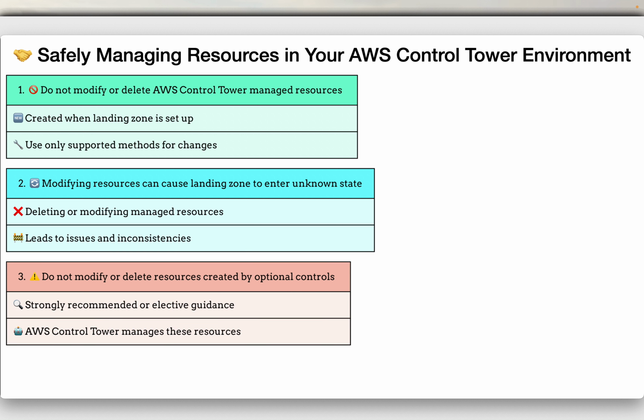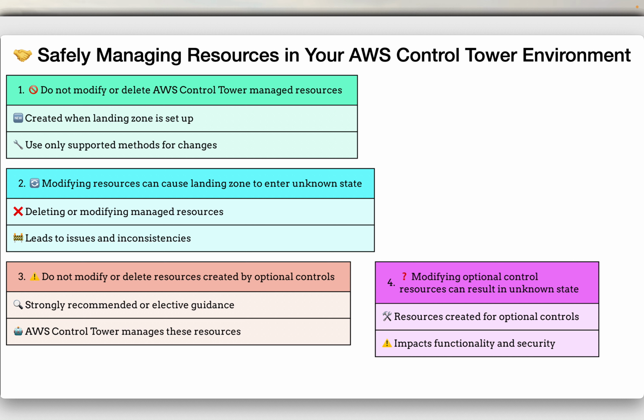Third, when you enable optional controls, those with strongly recommended or elective guidance, AWS Control Tower creates and manages additional AWS resources in your accounts. It is important not to modify or delete those resources. Fourth, modifying or deleting the resources created by AWS Control Tower for optional controls can result in controls entering an unknown state, which may impact the functionality and security of your environment.